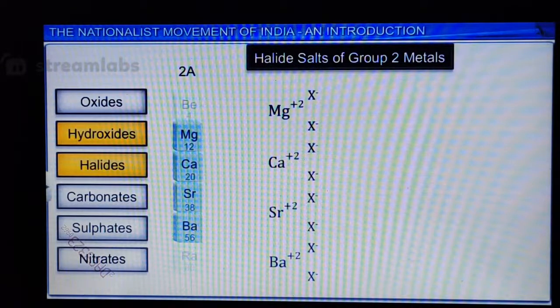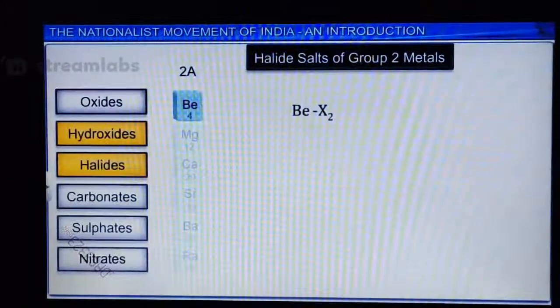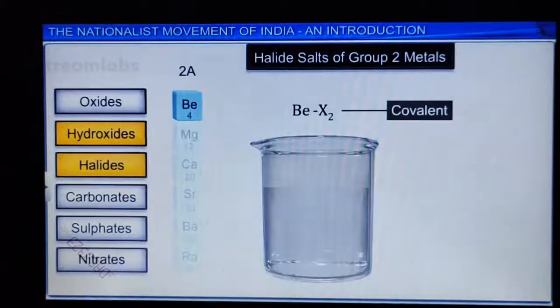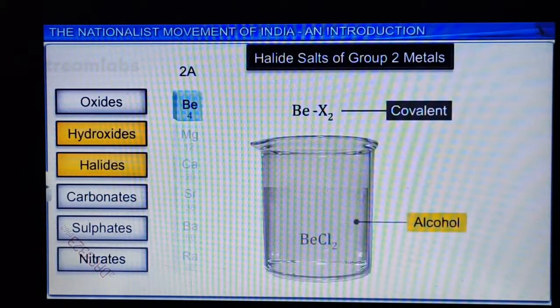So halide salts of alkaline earth metals are essentially ionic in character, obviously with the exception of beryllium, which is covalent in character.